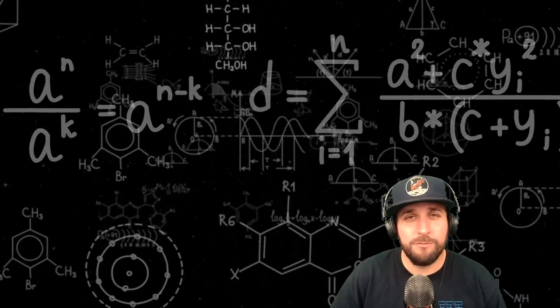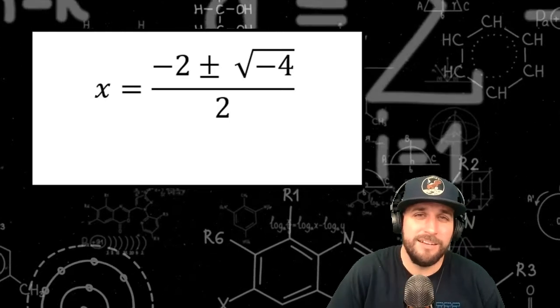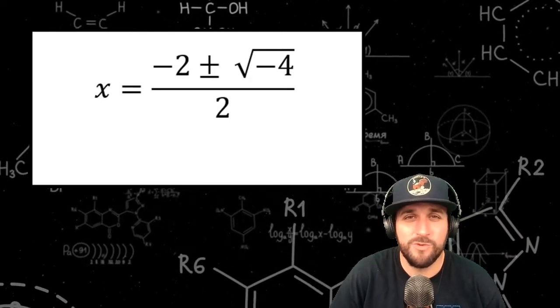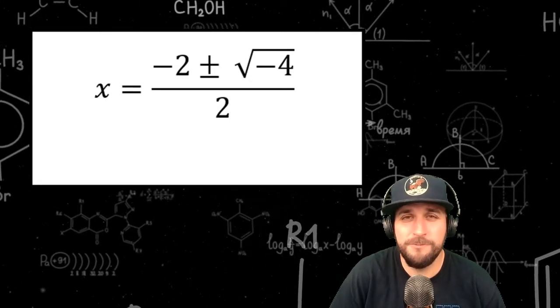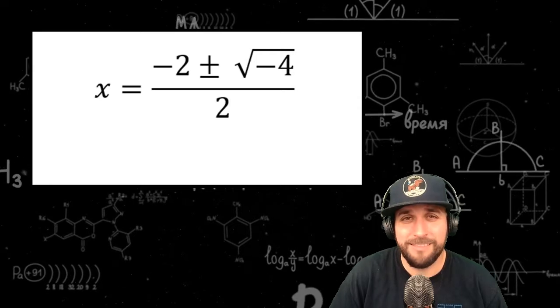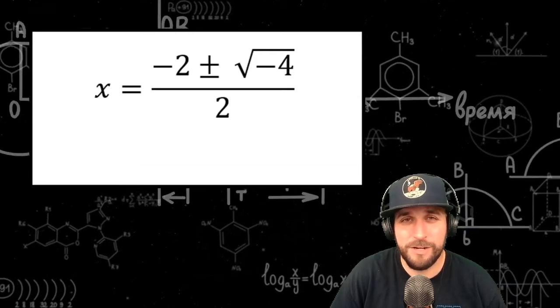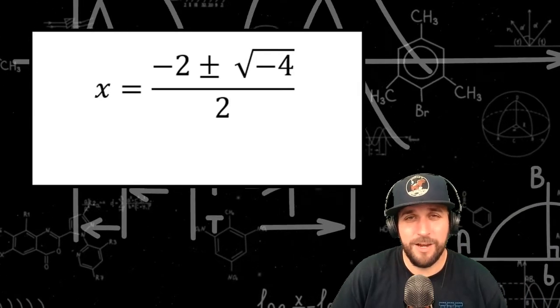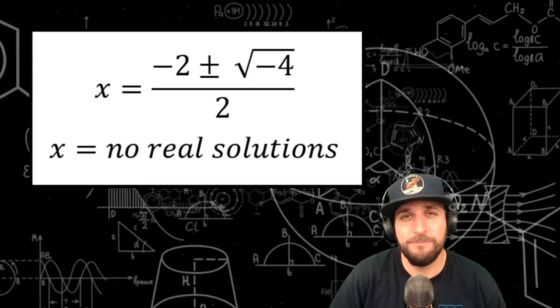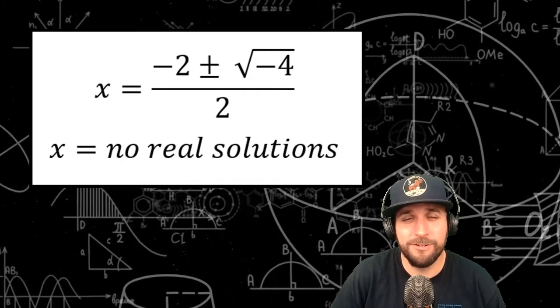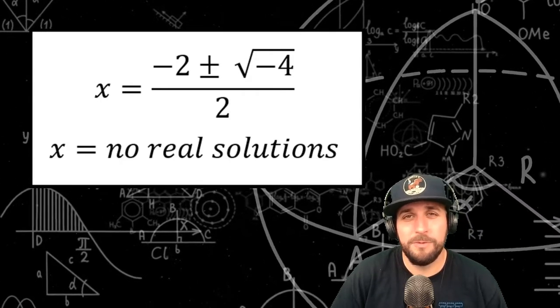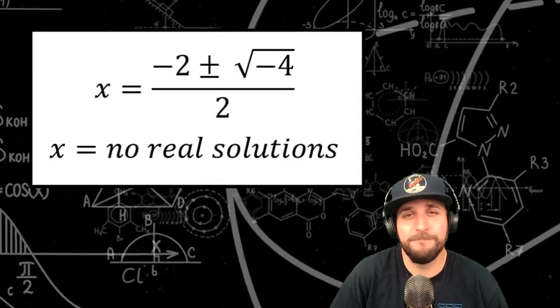We could have also got a problem like this. -2 plus or minus a square root of -4 over 2. If we get a problem like that with a negative number under the square root sign, we can just stop right there and say no real solutions. We can't take the square root of negative real numbers. So those would be problems with no real solutions.